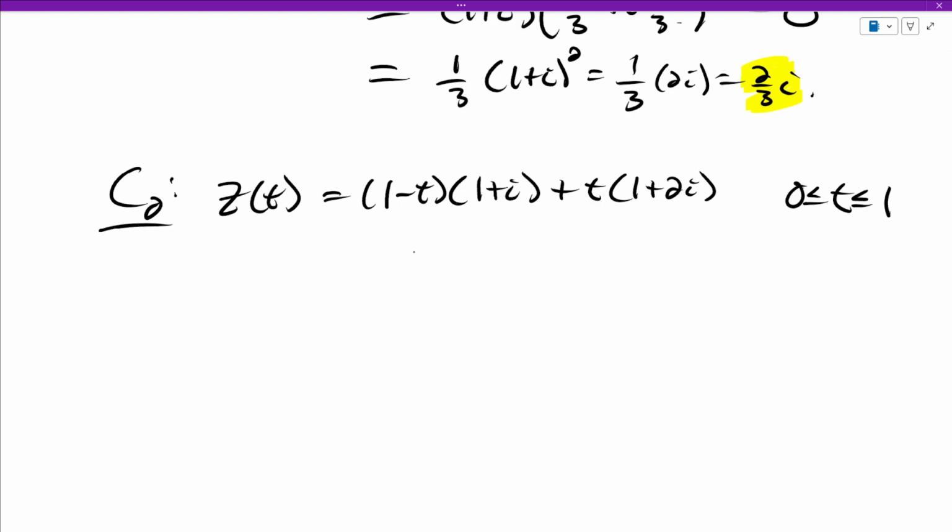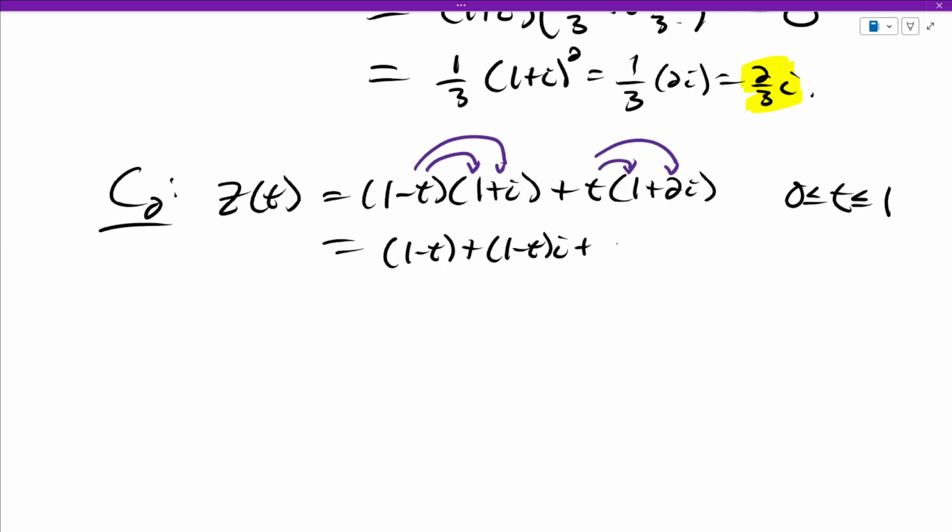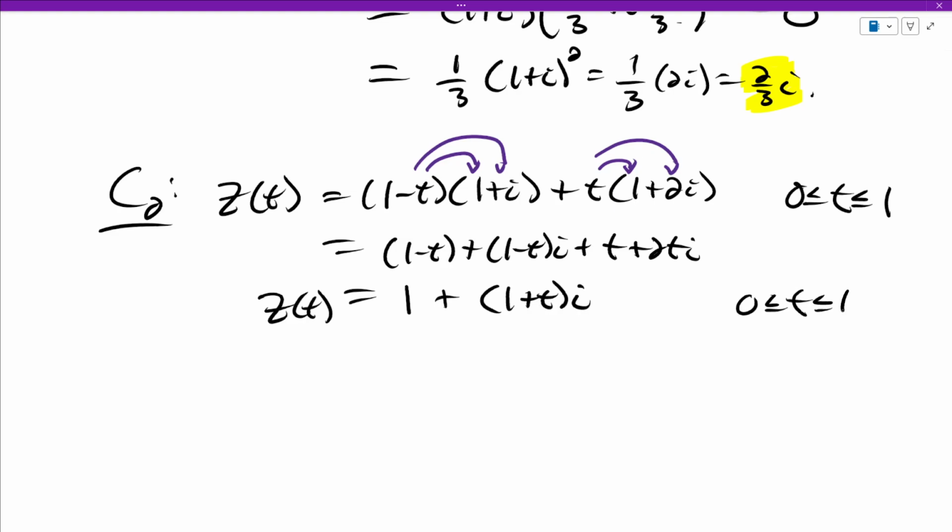All right, I'm going to have to plug things in here. So I'm going to go ahead and separate this into the real and imaginary part. So we're going to multiply the 1 minus t into both of these. So we get 1 minus t plus (1 minus t)i. And I'm going to go ahead and multiply the t into both of these. So that's going to give us t plus 2ti. And let's see, if we combine the real parts, 1 minus t plus t is 1. And the imaginary parts, 1 minus t plus 2t is 1 plus t. All right, so our parameterization is 1 plus (1 plus t)i. And that's on the interval from 0 to 1.